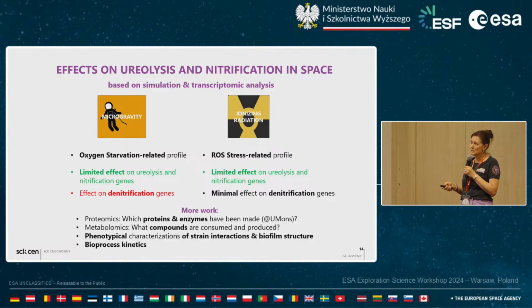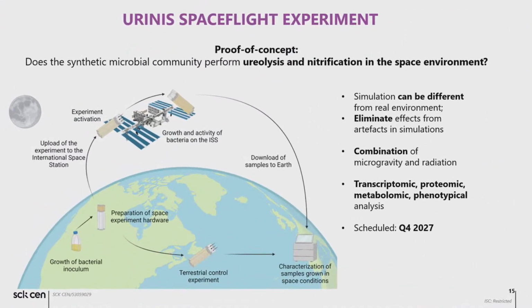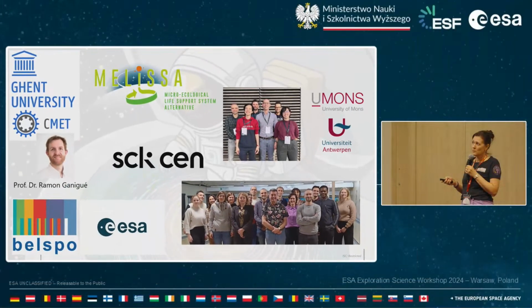There is the proteomics, the metabolomics. We didn't study the biofilm structures because these compositions or these strains like to be in biofilms. We only did endpoint analysis, nothing on the kinetics, so we also don't know that. But again, we are preparing for a flight. We are just gathering all the ground-based work to do as good as we can the flight experiment, which is coming up. Voilà, this was Urinis project.